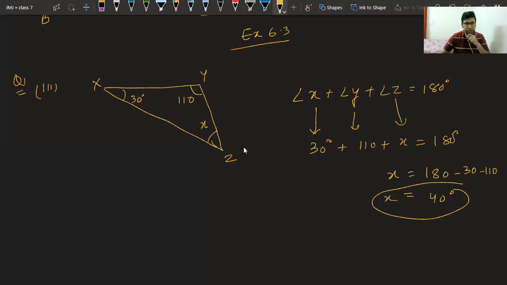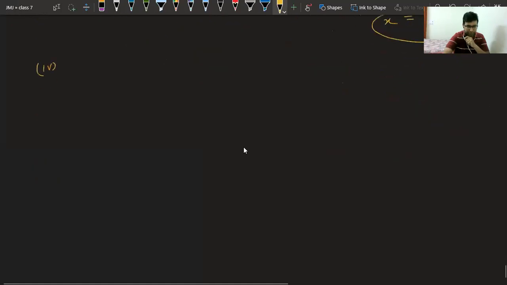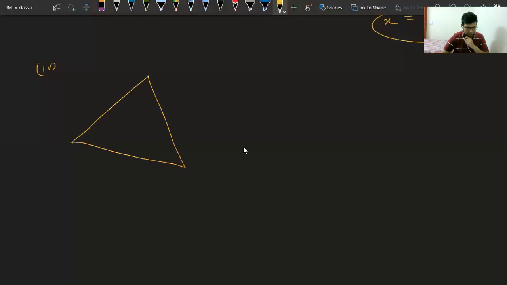Now try the fourth part. It is also very easy. A triangle is given to you like this. The name of the triangle is not given, so suppose this is triangle ABC, with angles x, 50 degree and x. Yes, beta, you have to do 6.3 also. It is your today's homework.